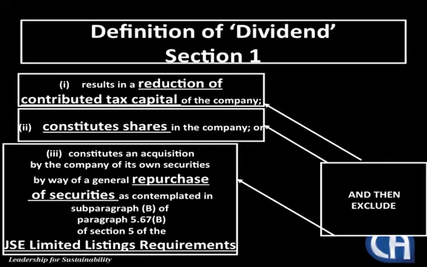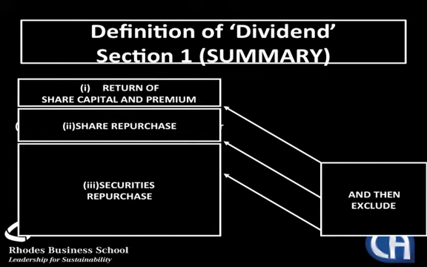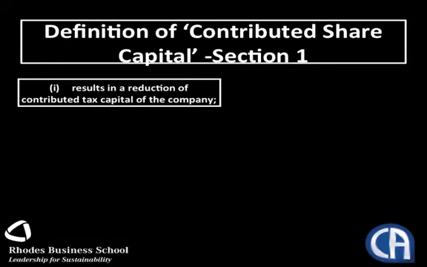The most common one in practice is the reduction in contributed tax capital. So what we have to do now is we have to go and say, right, it's 3 items that we've got there. That's return of share capital, share repurchase, and securities repurchase. We now need to go in there and say, what is contributed tax capital? And contributed tax capital starts to get a little bit hairy.